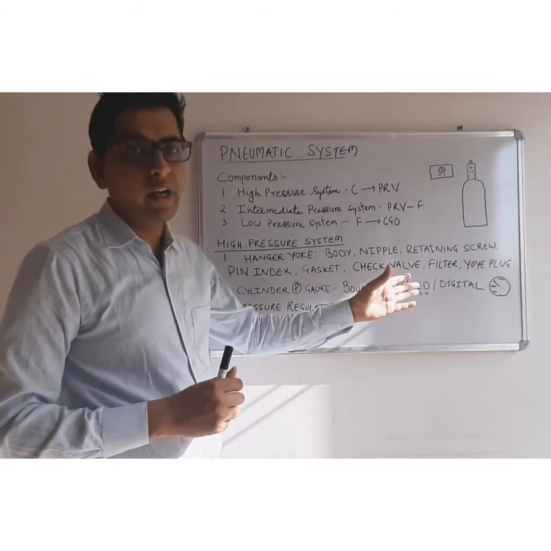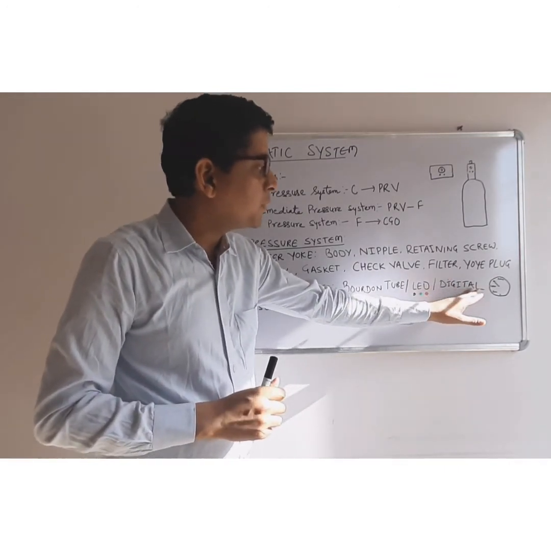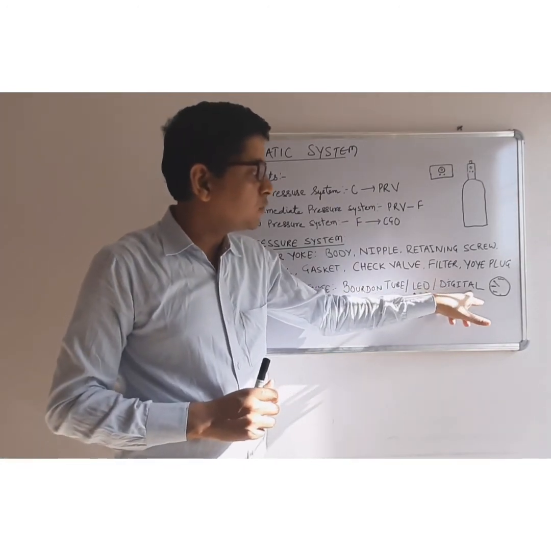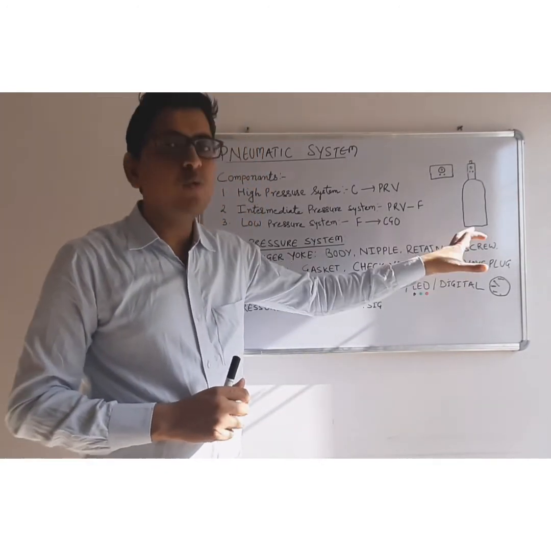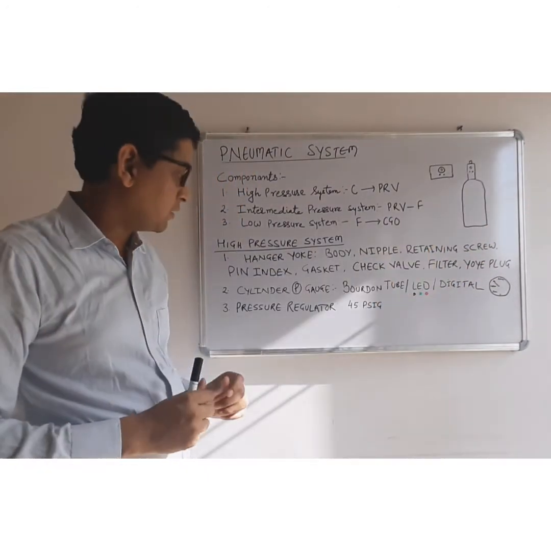In most modern anesthesia workstations, this digital type of indicators are present. These are present on the front panel of the machine, and they reflect the numeric value of the pressure in the cylinder.